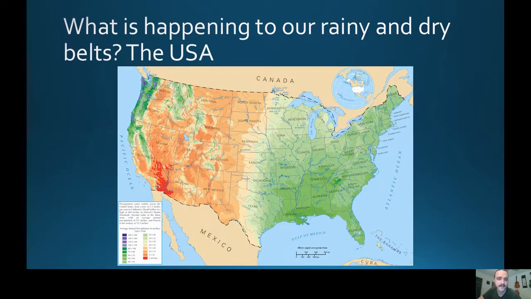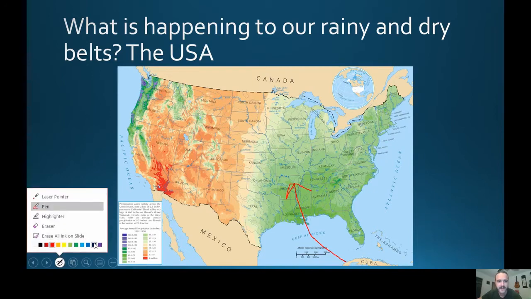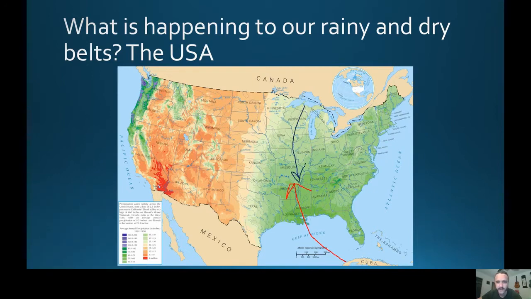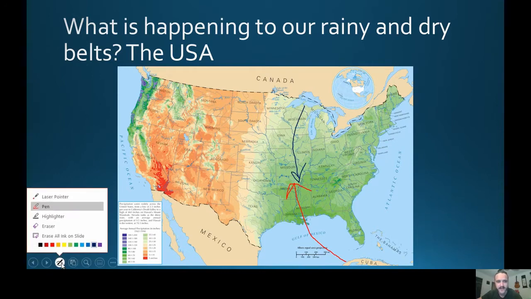Let's talk about the United States first. What's happening to our rainy and dry belts? So again, when we were looking at this United States map, we can see that the eastern side of the United States typically gets a lot of rainfall, in particular where those warmer ocean winds blow off of this really, really hot ocean, the Caribbean and the Gulf of Mexico, and where they mix with some colder air coming down from the north. Typically, that's where you get lots of rain.